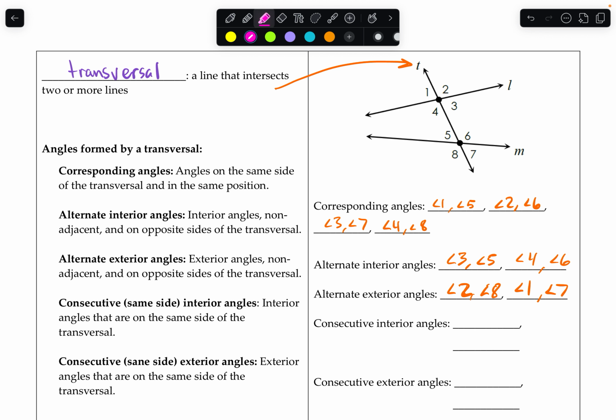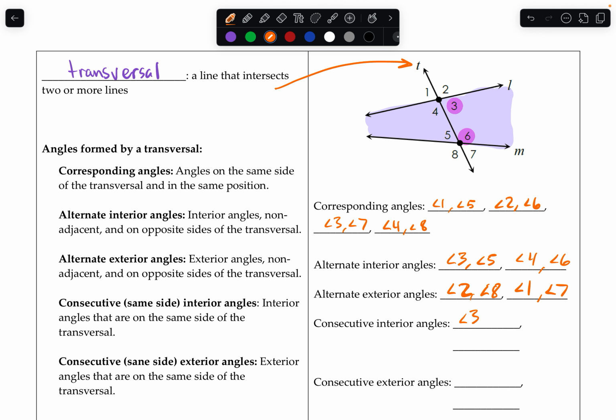Consecutive interior angles, consecutive now, think of those as being like next to each other. So once again, we're talking about the interior here. The interior of these two lines is kind of this space in here. It's inside the fence created by the lines. Now that we're talking about consecutive, if alternate meant that they were on opposite sides of the transversal, consecutive is going to mean that they are on the same side of the transversal.